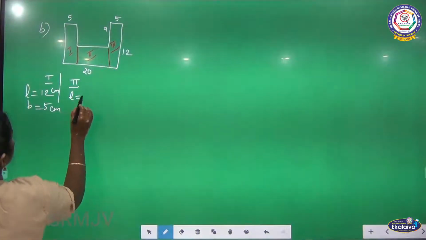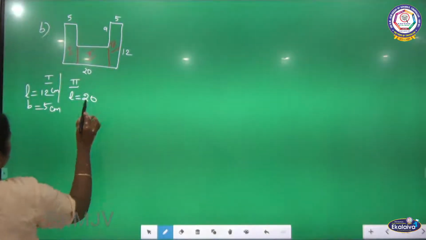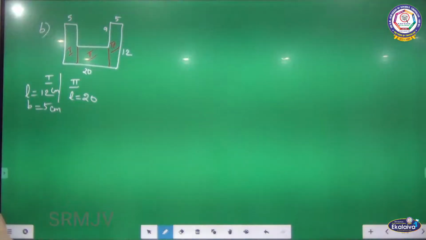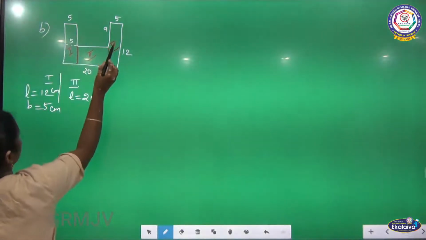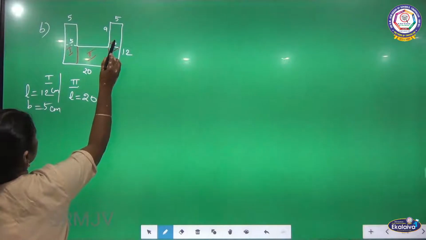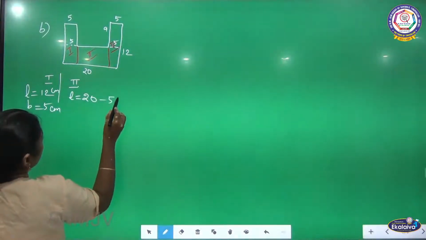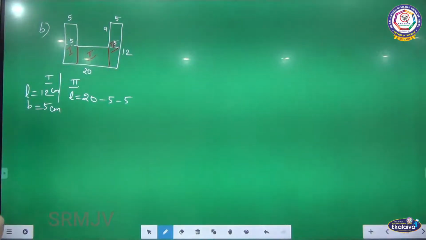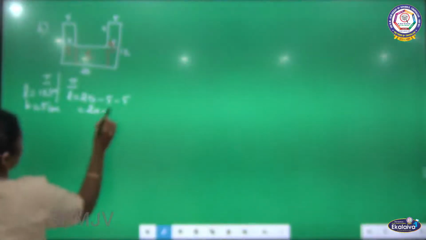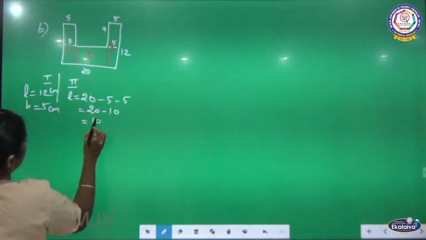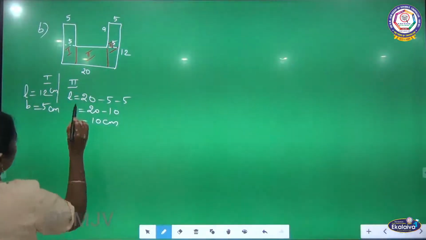See, your length is what? Overall the length is what? 20. Got it? Again, from this part to this part is what? 5 and this part to this line segment is what? 5. So, I am going to subtract 5 and 5. So, length is equal to 20 minus 10, which is what? 10 centimeter is your length.